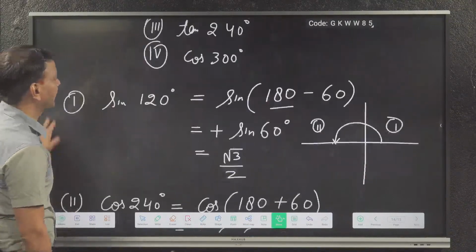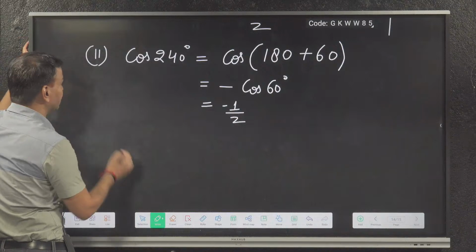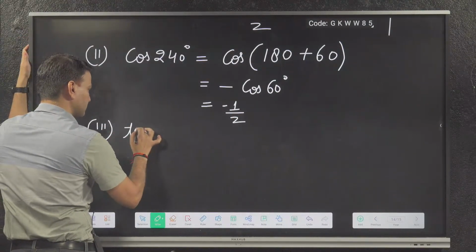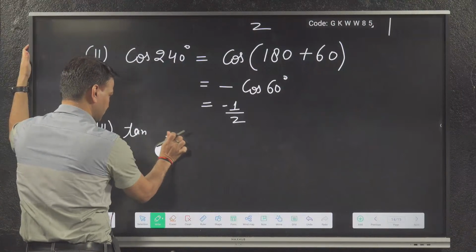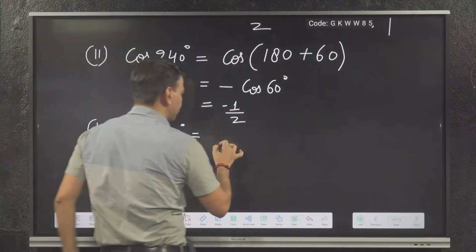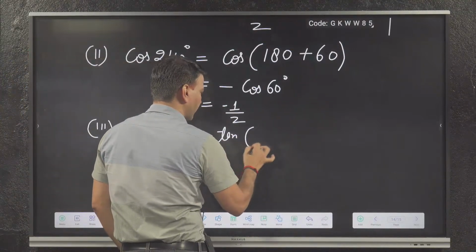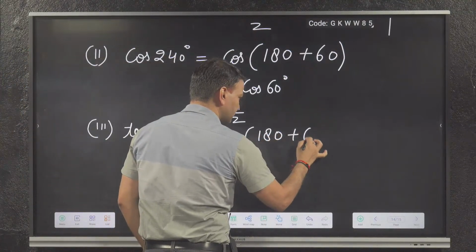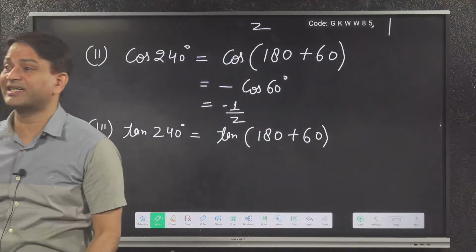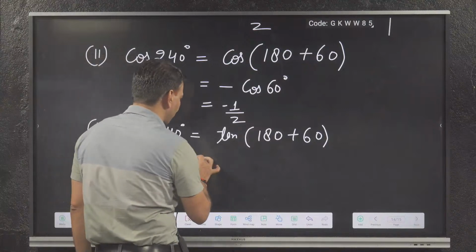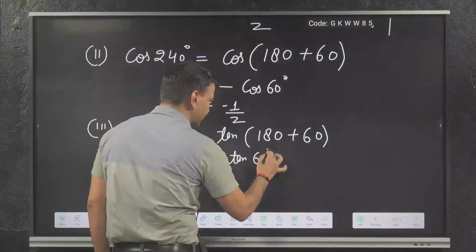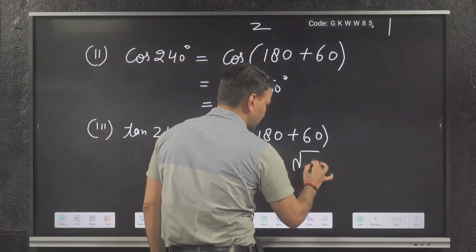Next, tan 240. Now you will say the value fast. Same splitting we will do. Tan of 180 plus 60. Now 180 plus means third quadrant. In the third quadrant tan is positive. Now forget about the 180, tan 60. Tan 60 degree is what? Root 3. Then what is the answer we got? Root 3.